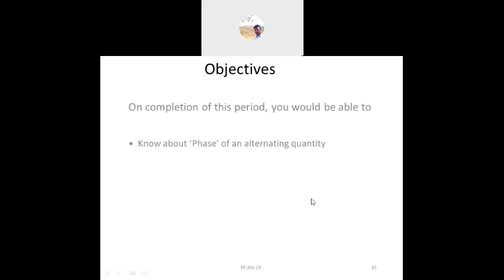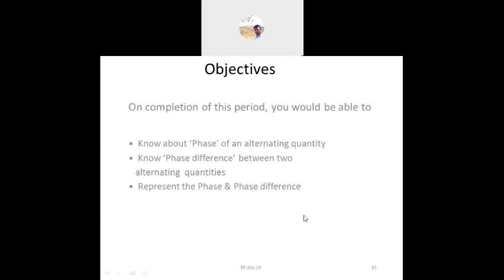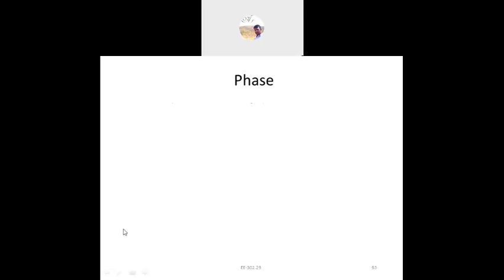Next we'll see the phase. What is meant by phase, and what is meant by phase difference? In AC quantities we can observe single phase systems, two phase systems, and three phase systems. In a single phase system we have positive and negative values. In a three phase system we have the R phase, Y phase and B phase, each with positive and negative values. So let us know the details of what is meant by phase and phase difference.